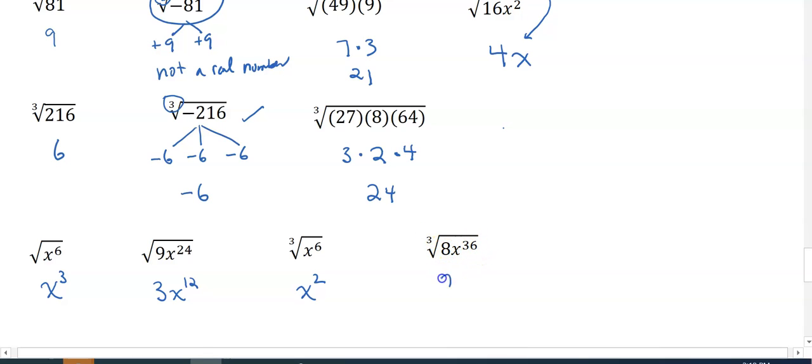The cubed root of 8 is 2. And the cubed root of x to the 36, well, x to the 36 would be x to the 12 times x to the 12 times x to the 12, right? Exponents you can just divide by 3. You could not just divide the 8 by 3 because it's not an exponent. You have to find 3 things that multiply to give the 8. But since it's an exponent, you can say it's 12. So be careful between exponents and actual numbers, what the number actually is. 8 is not an exponent.